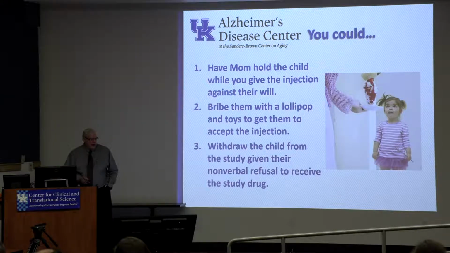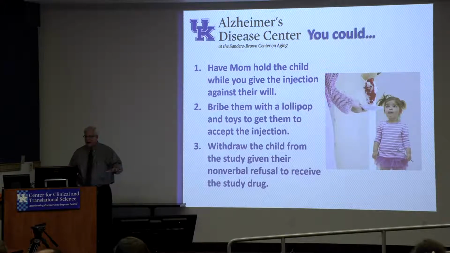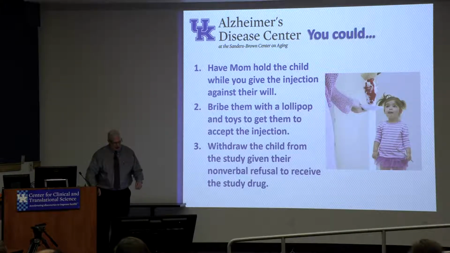So you do have a few options. Number 1, you could say, this kid has no capacity. Have mom hold the child down. You just hold him down. When I give it to him quick, boom, and give him their injection. You could try to bribe them with a lollipop and toys and try to convince them to get the injection. Or you could just say, forget it. I cannot, this kid's screaming and crying, I cannot stick them with the needle when they don't want this.